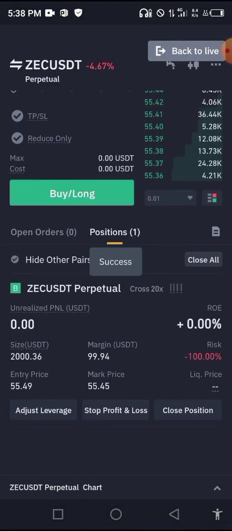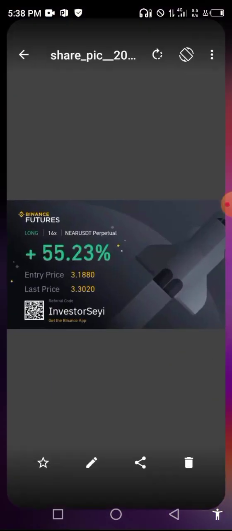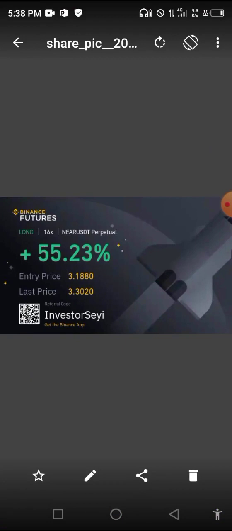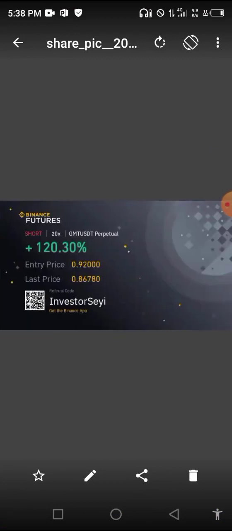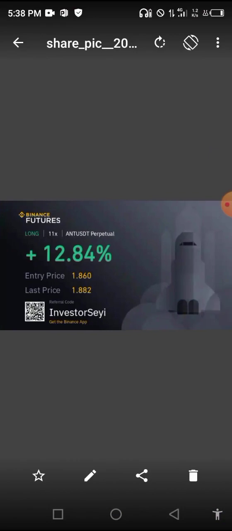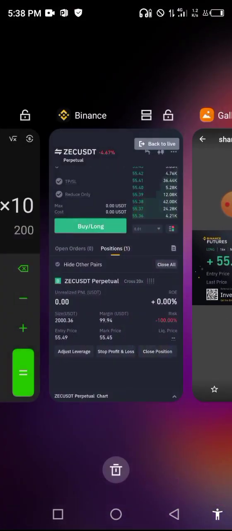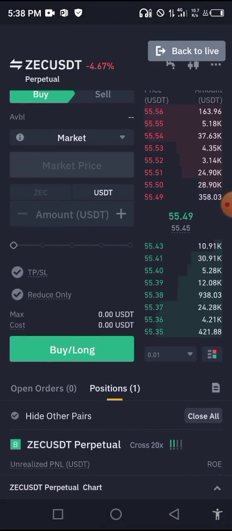Now look up, everyone. Here is your ROE. This is what I mean by ROE. You see some traders will send 15%, 100%, 700%, 200%. That is the ROE. This is what I'm trying to tell you. For example, something like this. This is my account. 55%, 6%, 120% of your capital, 40% of your capital, and stuff like that. Now look up.